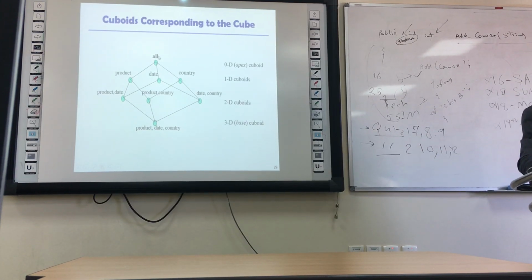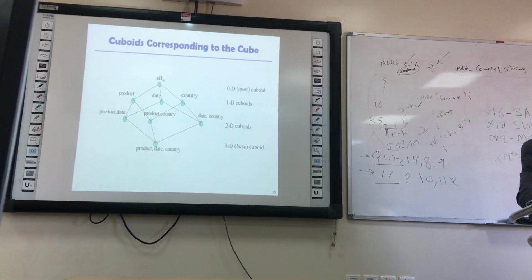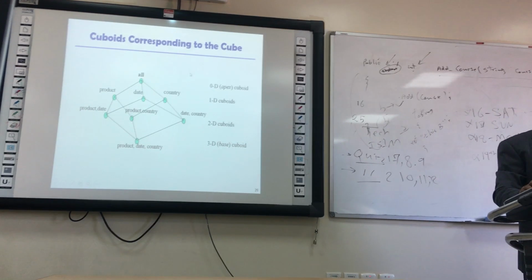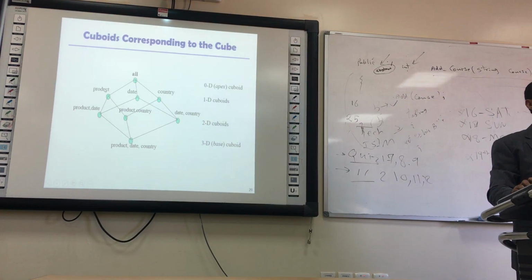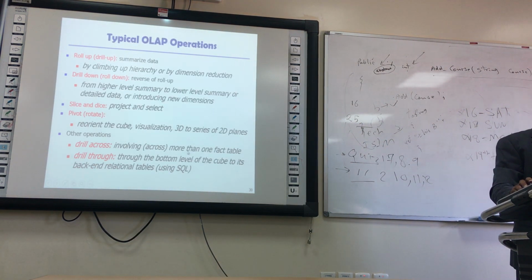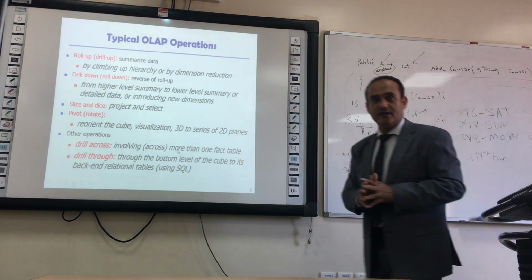This is called apex. I said before, nothing, it's empty. Here I have something aggregated based on the product, and this one for the three dimensions. Now you have created the data cube.